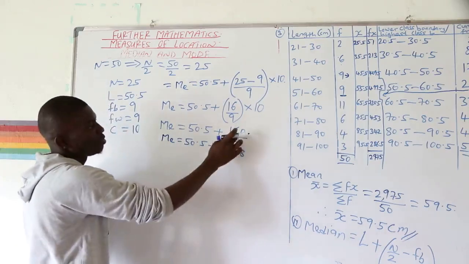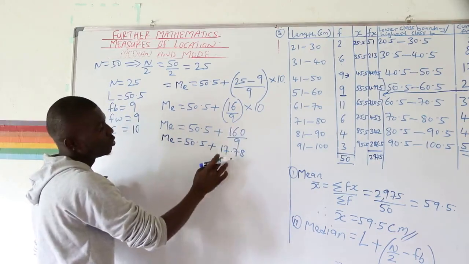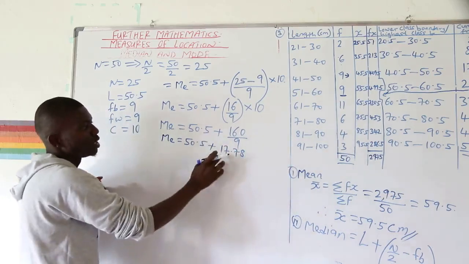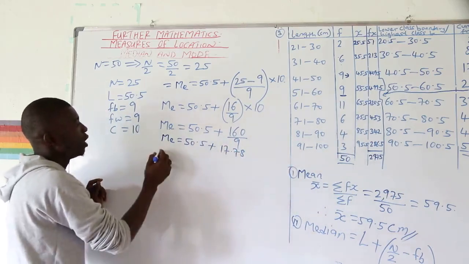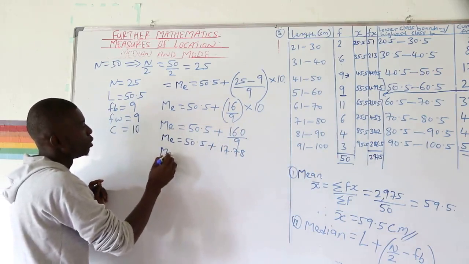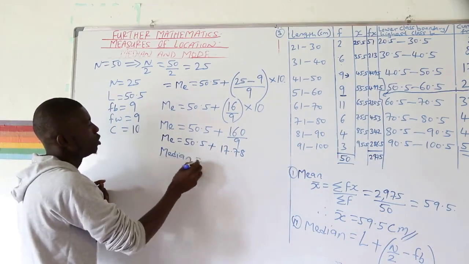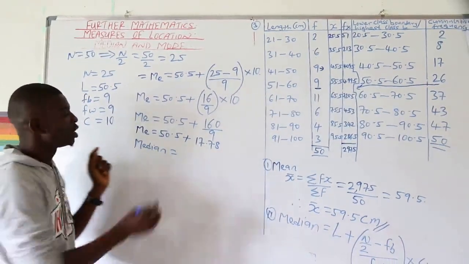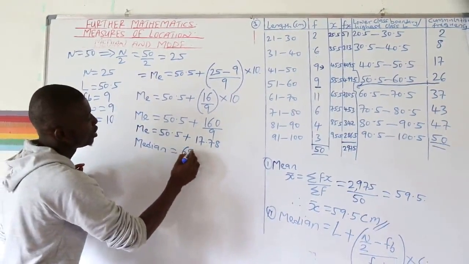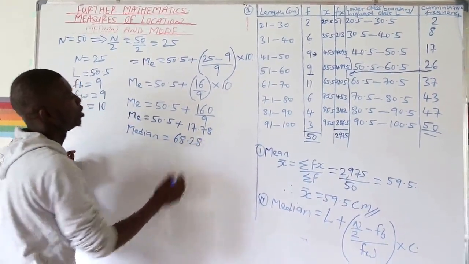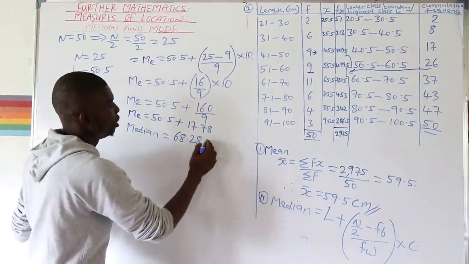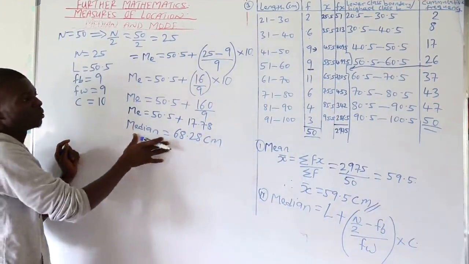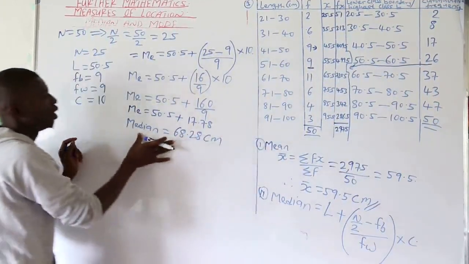17.78. Divide 160 by 9, it will give us 17.777. To two decimal places, it will give us 17.78. Now our median is equal to 50.5 plus 17.78, which gives us 68.28. So don't forget, they said in centimeter. So in centimeter. So this is our mean and this is our median.